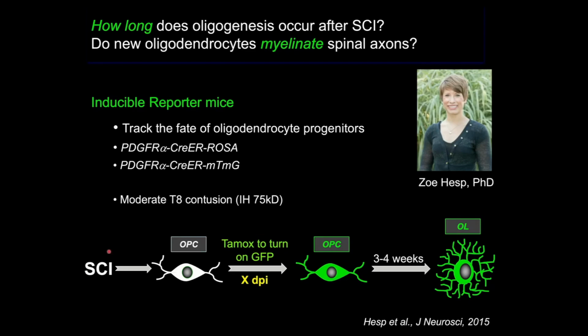So what we did with the model was we took mice, we also used a rat model as well and saw similar results. So we do a spinal cord injury in the mid-thoracic level. We could give the animals tamoxifen at some point in time, and the tamoxifen then would turn on the GFP in the OPCs. Then if that cell went on to differentiate, we could see new green positive oligodendrocytes.